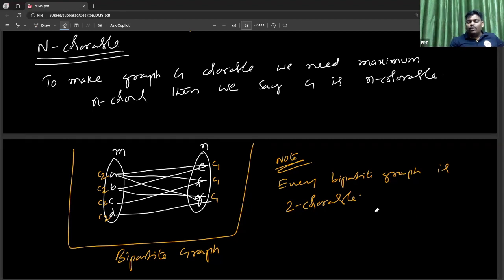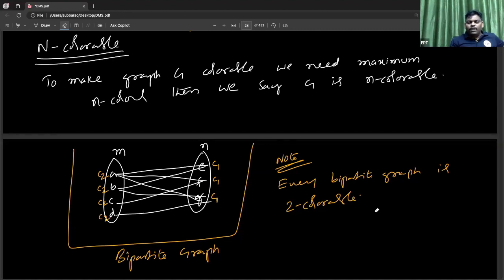What is the meaning of 2 colorable? Every bipartite graph is 2 colorable. It means maximum 2 colors. Any requirement of more than 2? Every bipartite graph is 2 colorable. Right? Just write that line.